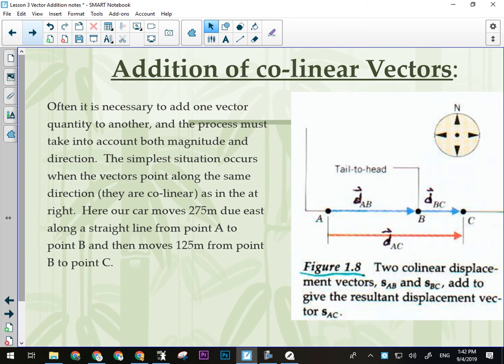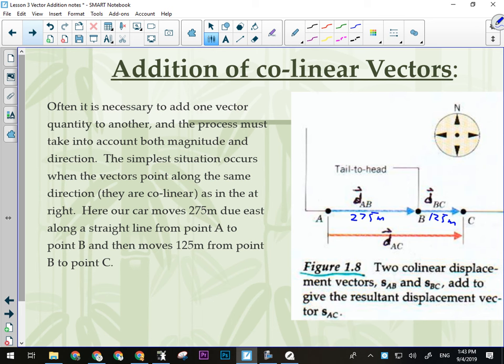So lots of times, like we just said, it's necessary to add two vectors. The simplest form of vector addition is collinear vector addition, which is this. So we have this question set up here. First the car moves 275 meters due east along a straight line, and then it moves 125 meters due east. So here's our 275 meter vector, and here's our 125 meter vector. Have they followed the conventions we just outlined? The arrows point east, and they're different lengths.